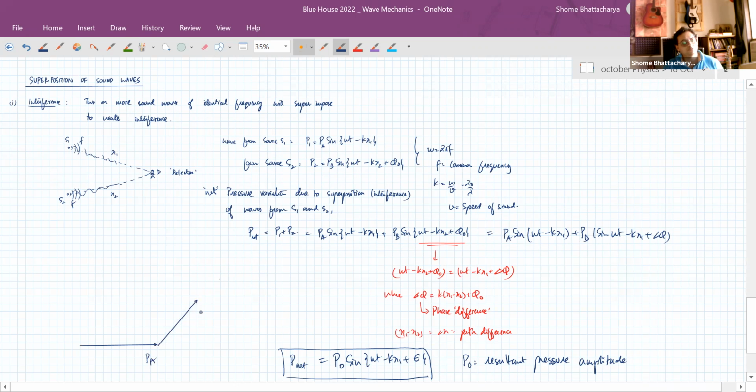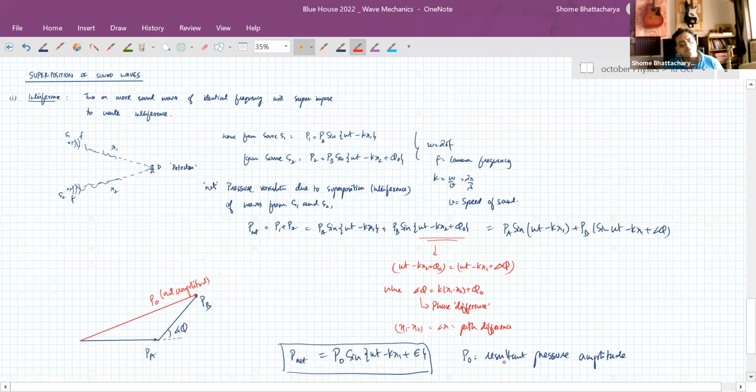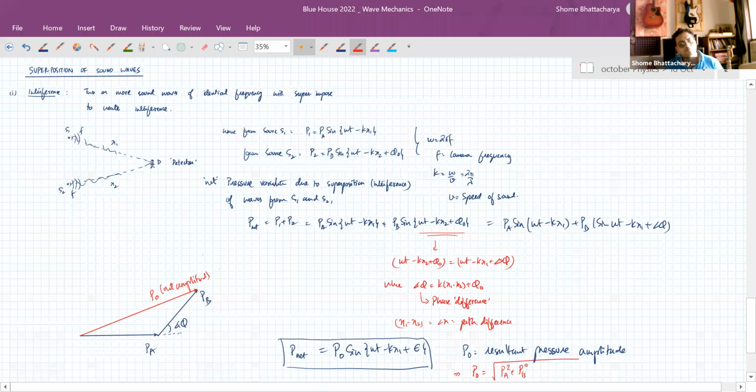So if this is the pressure amplitude due to the first source, and this is the pressure amplitude due to the second source, and this is the phase difference delta phi, then the net pressure amplitude, or the resultant pressure amplitude, becomes this over here. This is the net amplitude, and that net amplitude is given by this familiar formula. So as I said, nothing new over here. It's just a repeat of that same analysis. And you will see this kind of repeat of analysis happening in one more chapter, wave optics, when we come to that later.